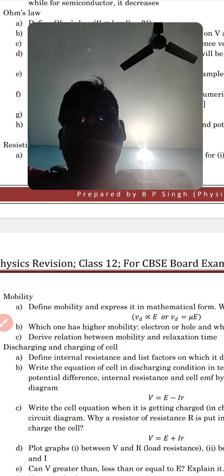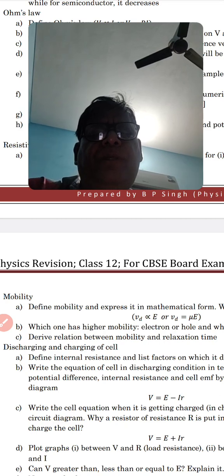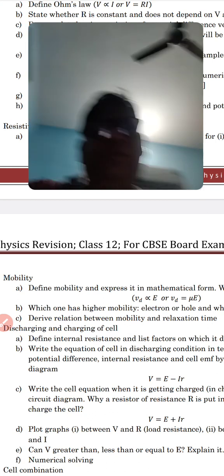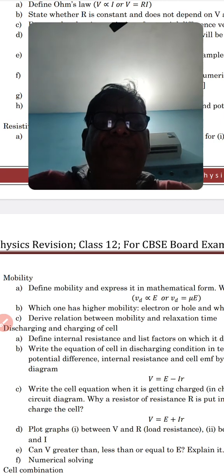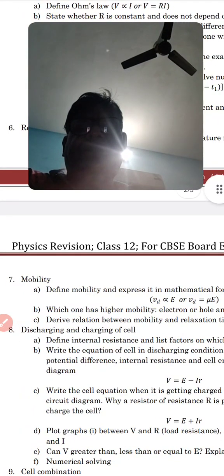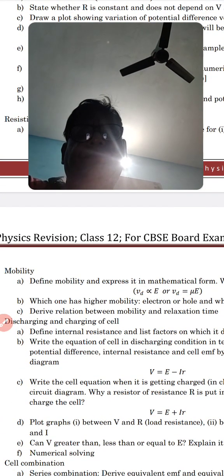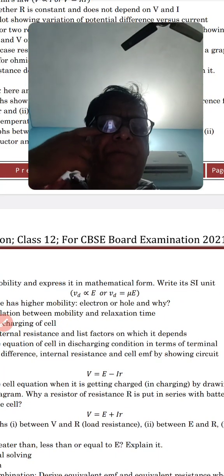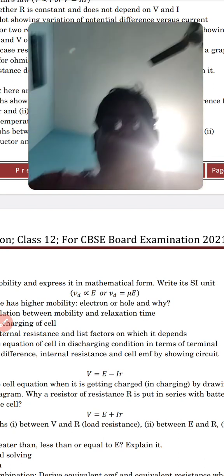Now next, mobility. Define mobility and express it in mathematical form. Write its SI unit. Vd directly proportional to E. Vd is the drift speed, E is the electric field intensity. So Vd is equal to mu E. This is serial number 7.A. And SI unit is Vd upon E. E has the unit volt per meter. So meter square per volt second.